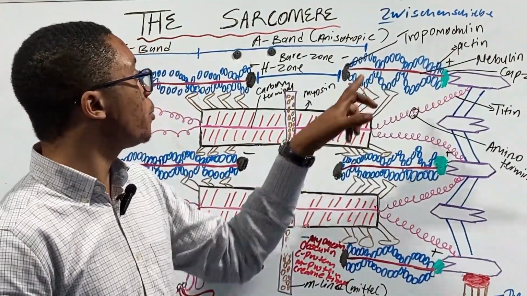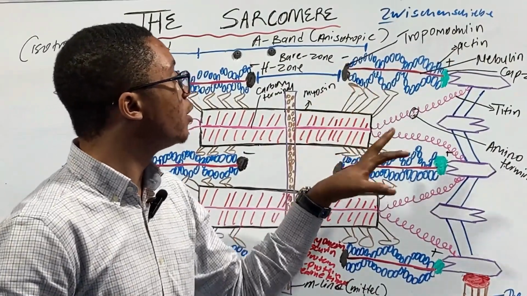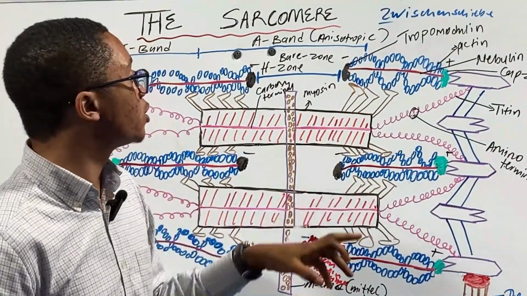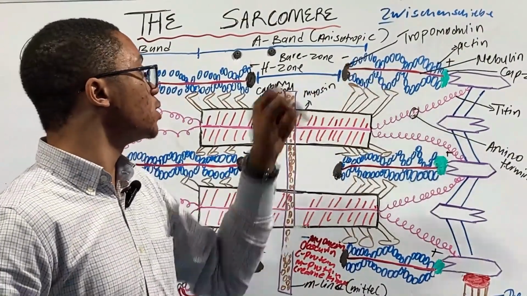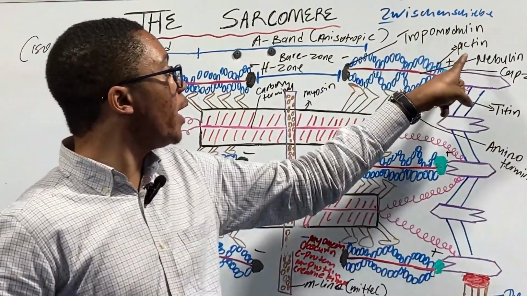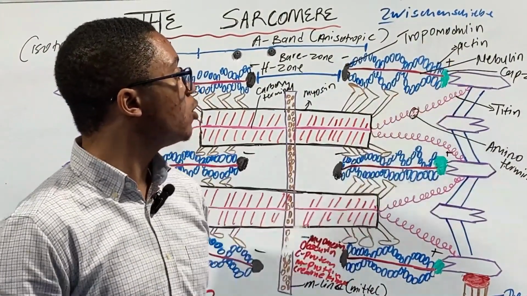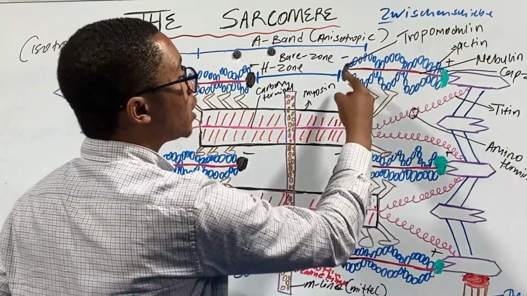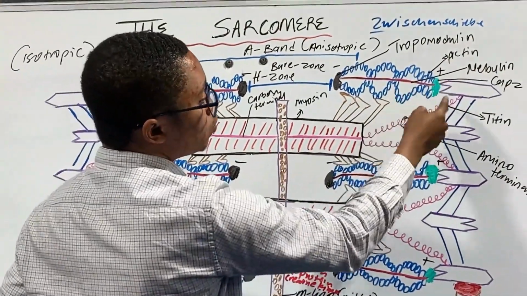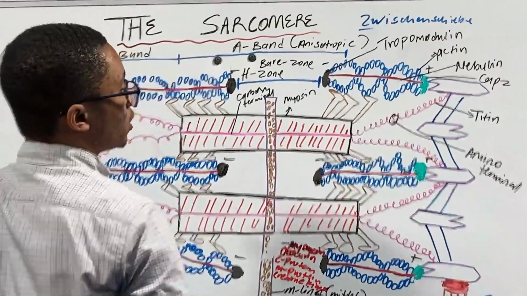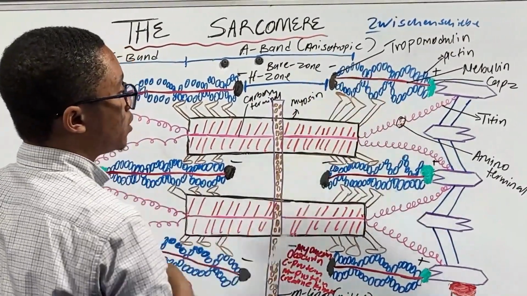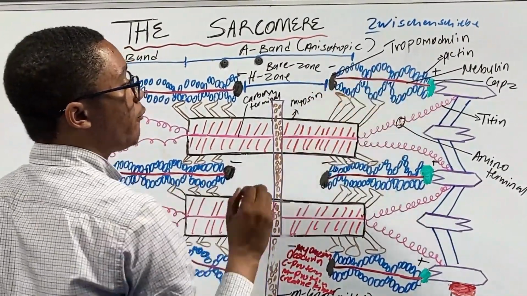Now tropomodulin covers the negative end to prevent an additional attachment of G-actin. So that's the function of tropomodulin. While the CapZ covers the positive end and also attaches with the edge of nebulin, attaching it to the Z disc. All right, so this is the actin, and these are the proteins that function in the actin.